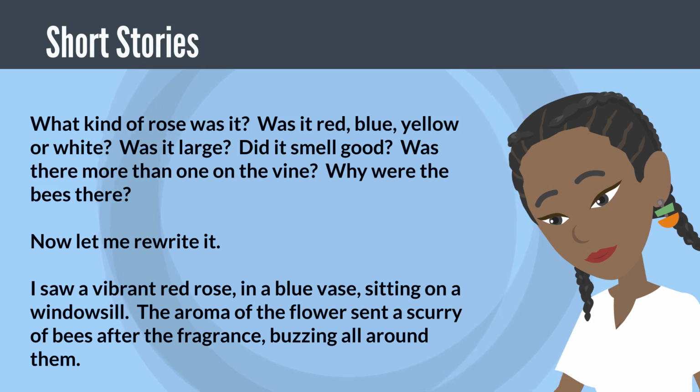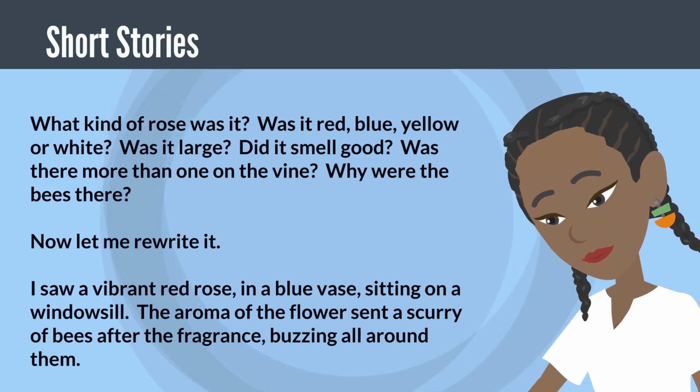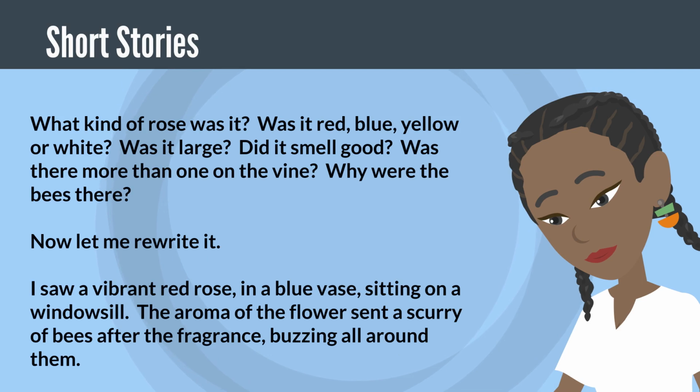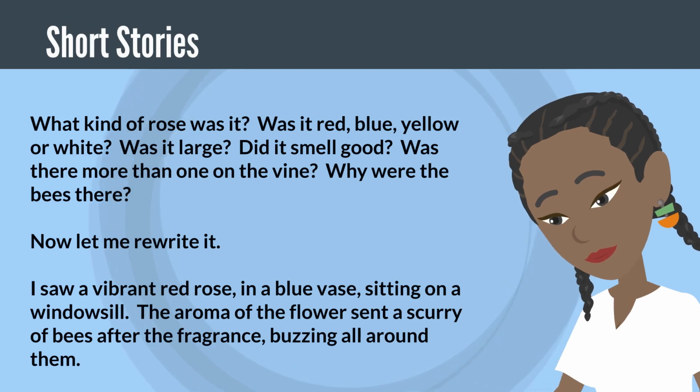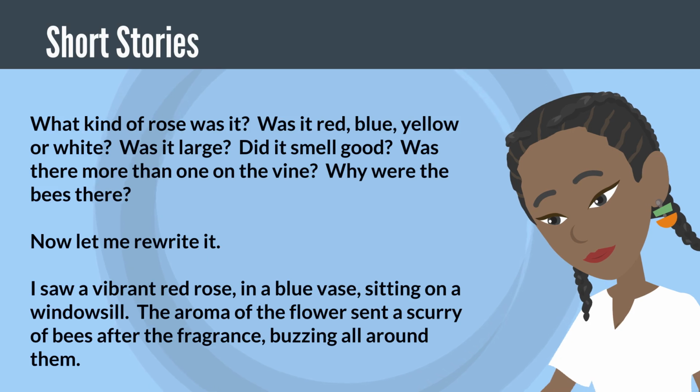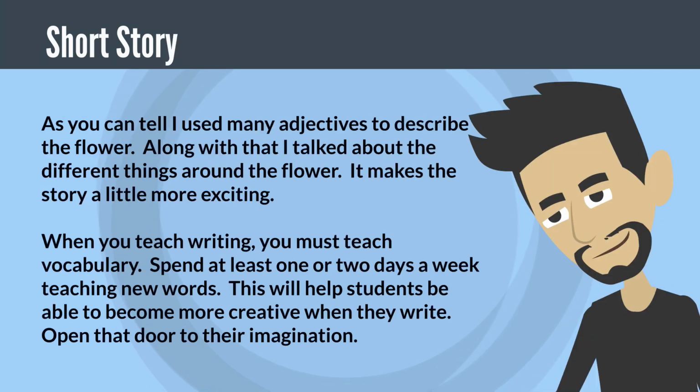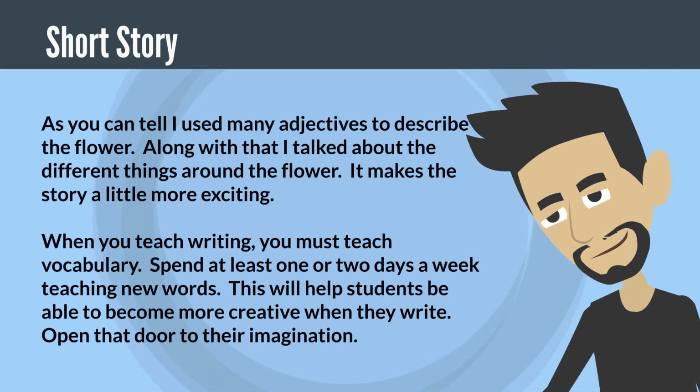Now let me rewrite it. I saw a vibrant red rose, in a blue vase, sitting on a windowsill. The aroma of the flower sent a scurry of bees after the fragrance, buzzing all around them. As you can tell, I used many adjectives to describe the flower. Along with that, I talked about the different things around the flower. It makes the story a little more exciting.